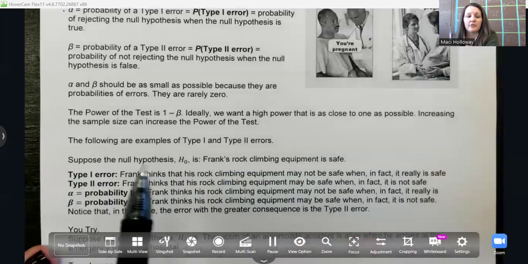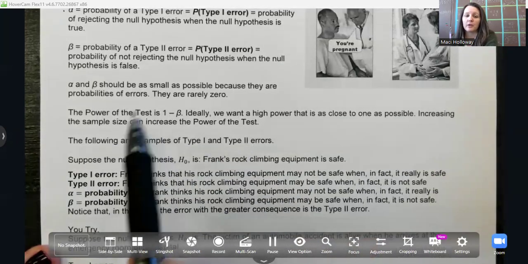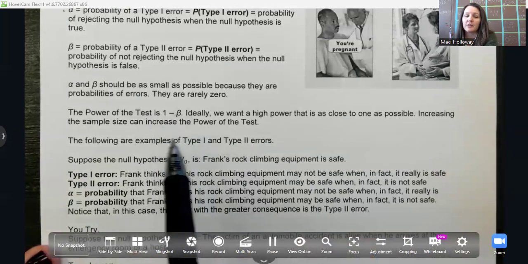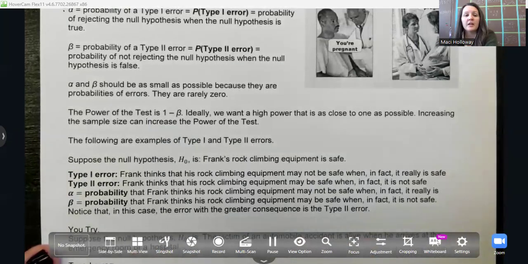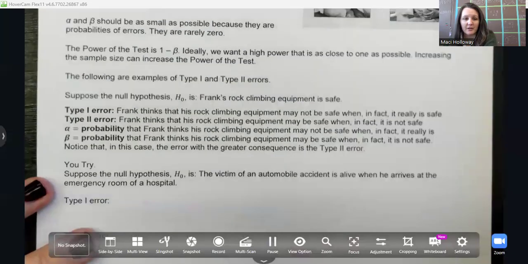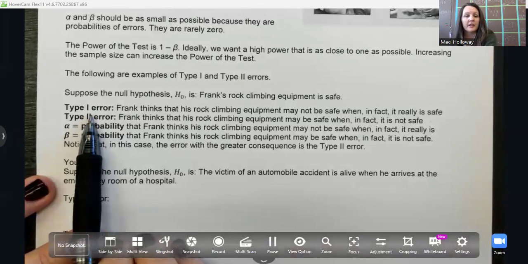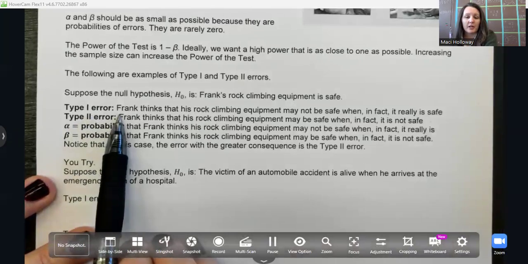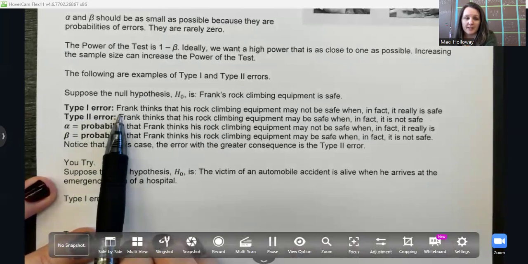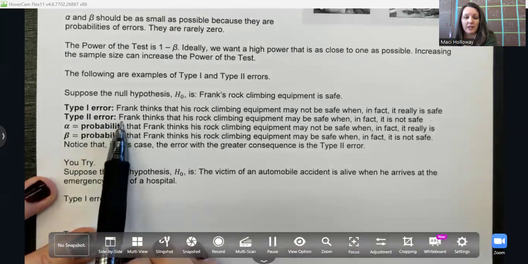The following are examples of type 1 and type 2 errors, and we'll talk about p-value and get into actually knowing that number on the back of our notes here. So if it's still fuzzy, that's okay. Here's one example. Here's our type 1 error: Frank thinks that his rock climbing equipment may not be safe when in fact it really is safe. Here's our type 2 error: Frank thinks that his rock climbing equipment may be safe when in fact it is not safe.